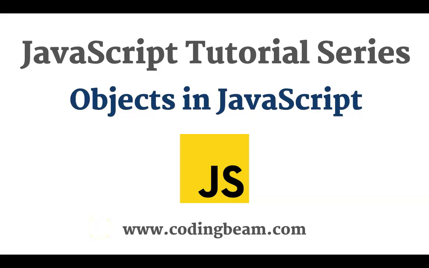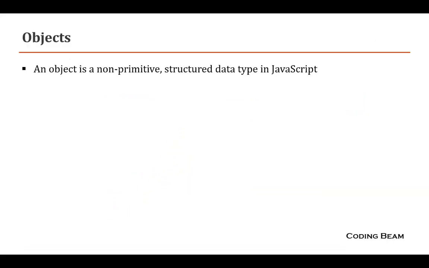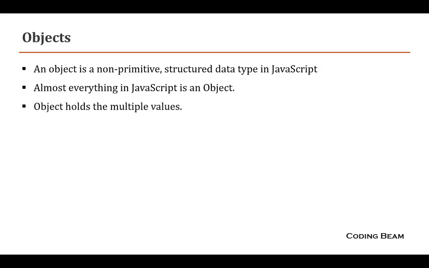So in this video we are going to learn about objects in JavaScript. In JavaScript, an object is a non-primitive or structured data type. Almost everything in JavaScript is considered an object because JavaScript is an object-based language. Objects can hold multiple values, such as properties and methods.